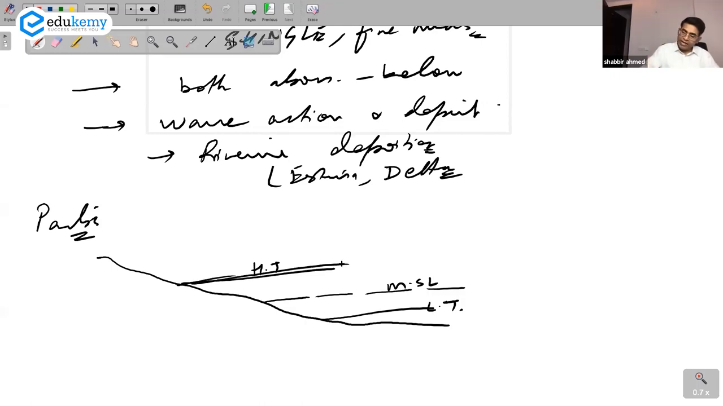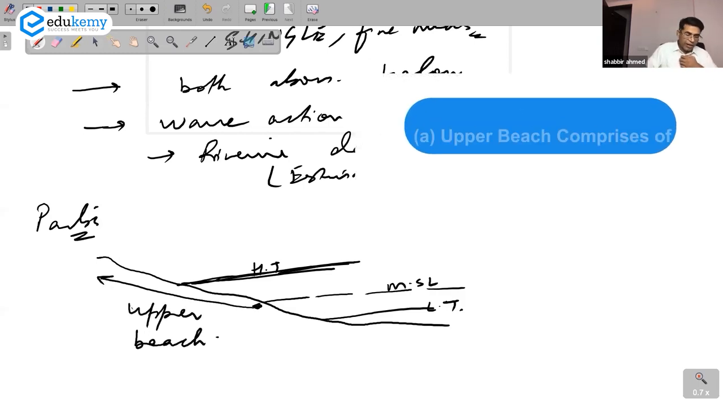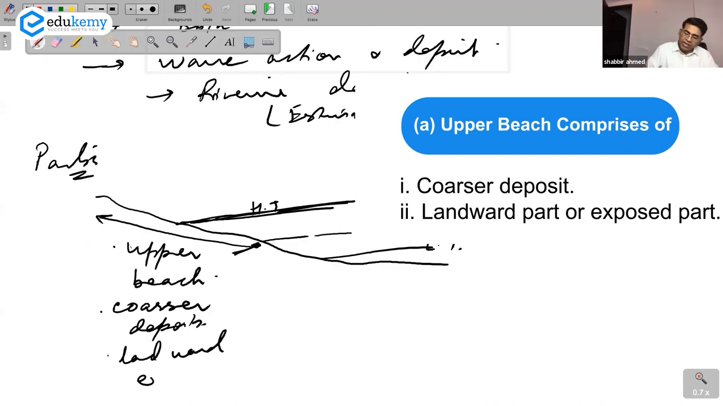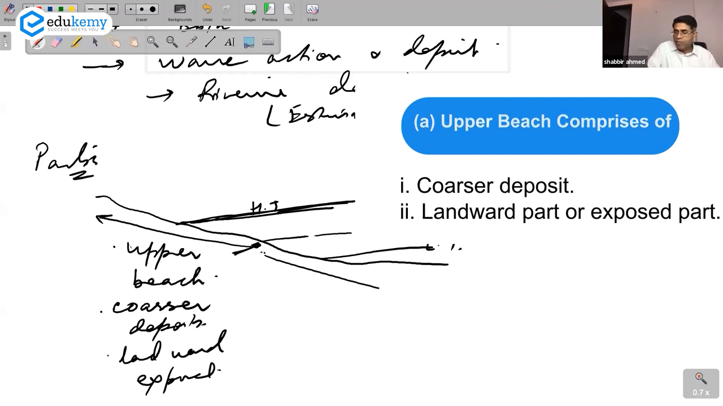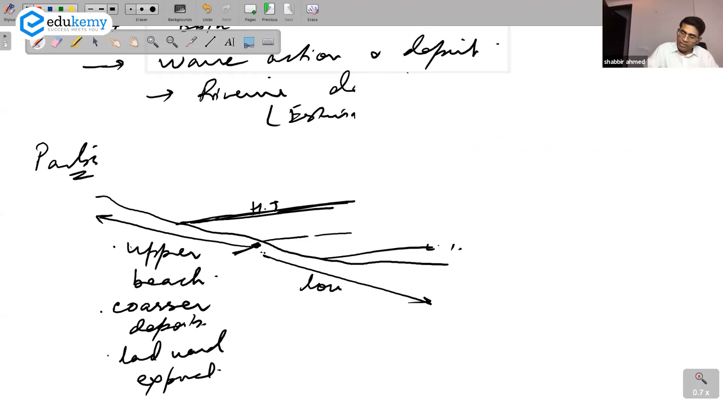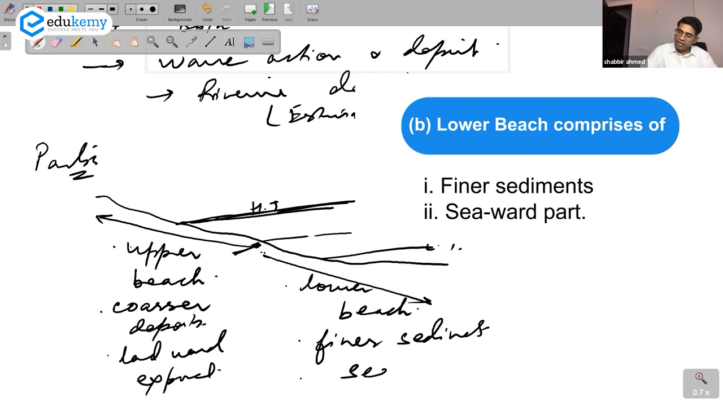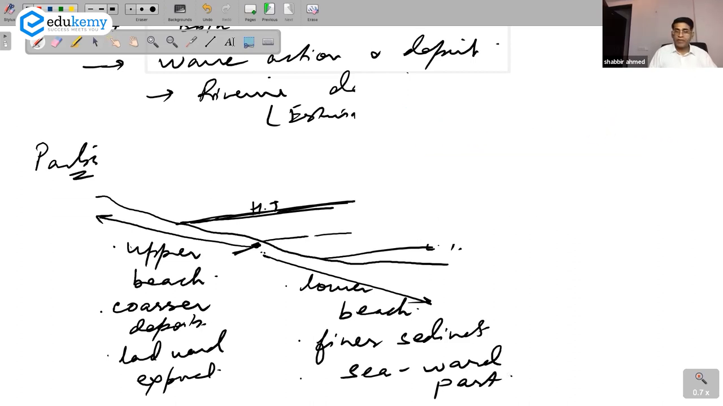Now, high tide, this part remains submerged. Okay, this is the mean sea level. So the beach which is here, this is the upper beach. And upper beach comprises of coarser deposits. And this is the landward part. This is mostly the exposed part. And the mean sea level and below this, this is the lower beach. This will have finer sediments. And this is the seaward part.